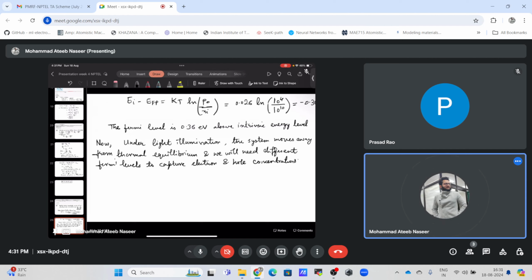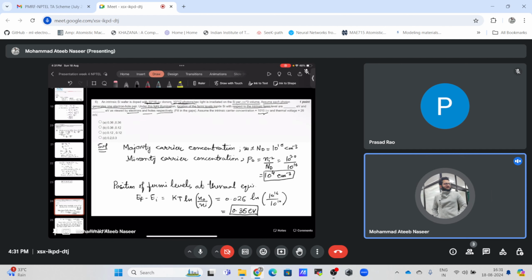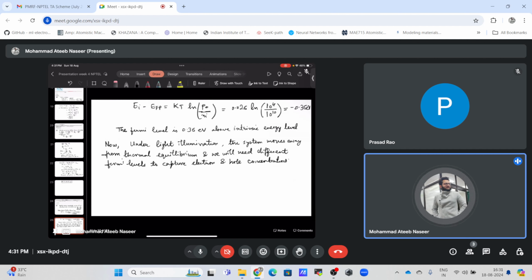Okay, so now what we are going to do is solve for the situation under illumination. We are going to find out how the Fermi level changes. So if we assume this light illumination has taken place and it generates photons of the order of 10 to the power of 12, and each photon generates one electron-hole pair. So let's write it down like this.